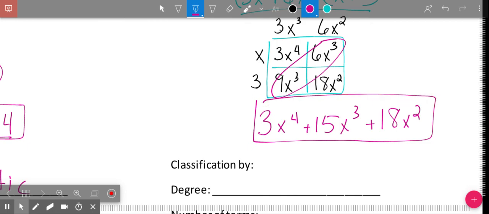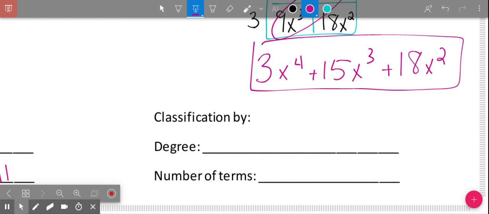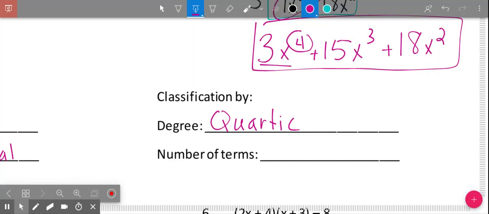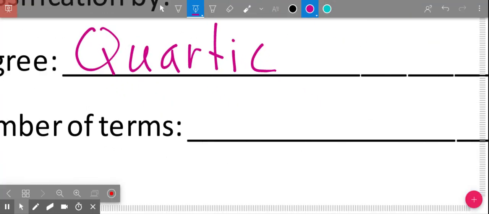Alrighty, so we still need to classify this. Classifying it by degree, my largest exponent is a 4, so it's going to be quartic. I have 1, 2, 3 terms, so it's going to be a trinomial.